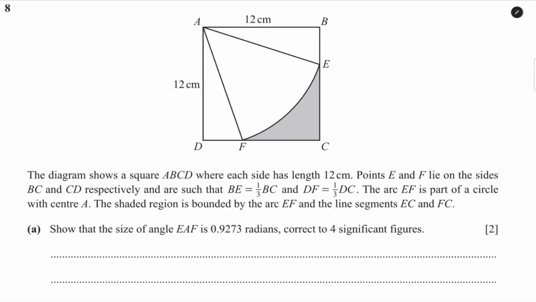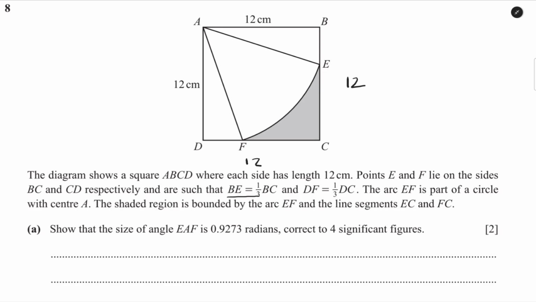The diagram shows a square ABCD where each side has length 12 centimeters. So if each side has a length of 12 centimeters, it means BC is also 12 centimeters and DC is also 12 centimeters, right? Then points E and F lie on the sides BC and CD respectively and are such that BE is a third of BC.